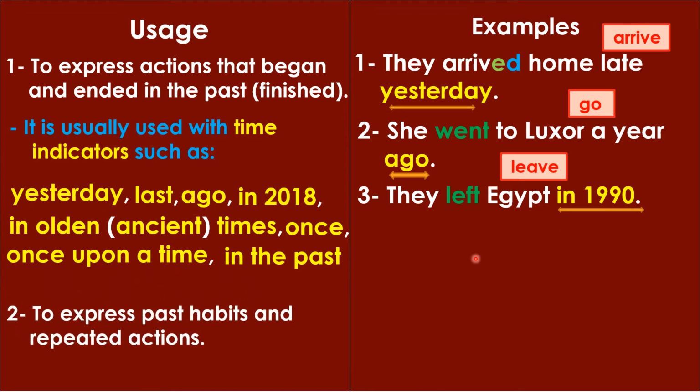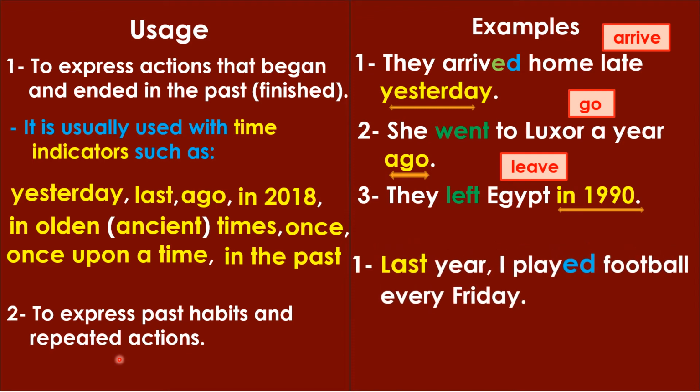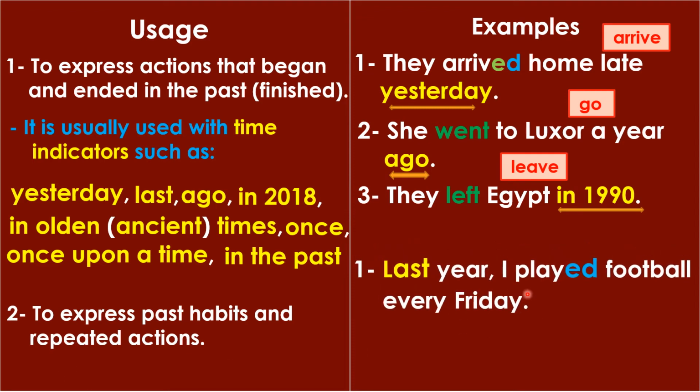Okay. Now this is the second usage to express past habits and repeated actions. الاستخدام الثاني للتعبير عن العادات اللي كانت في الماضي أو الأحداث اللي كانت متكررة في الماضي. Let's have a look at some examples. Last year, I played football every Friday. So here, played is the past form of the verb play. طبعا هنا played التصريف الثاني من الفعل play.